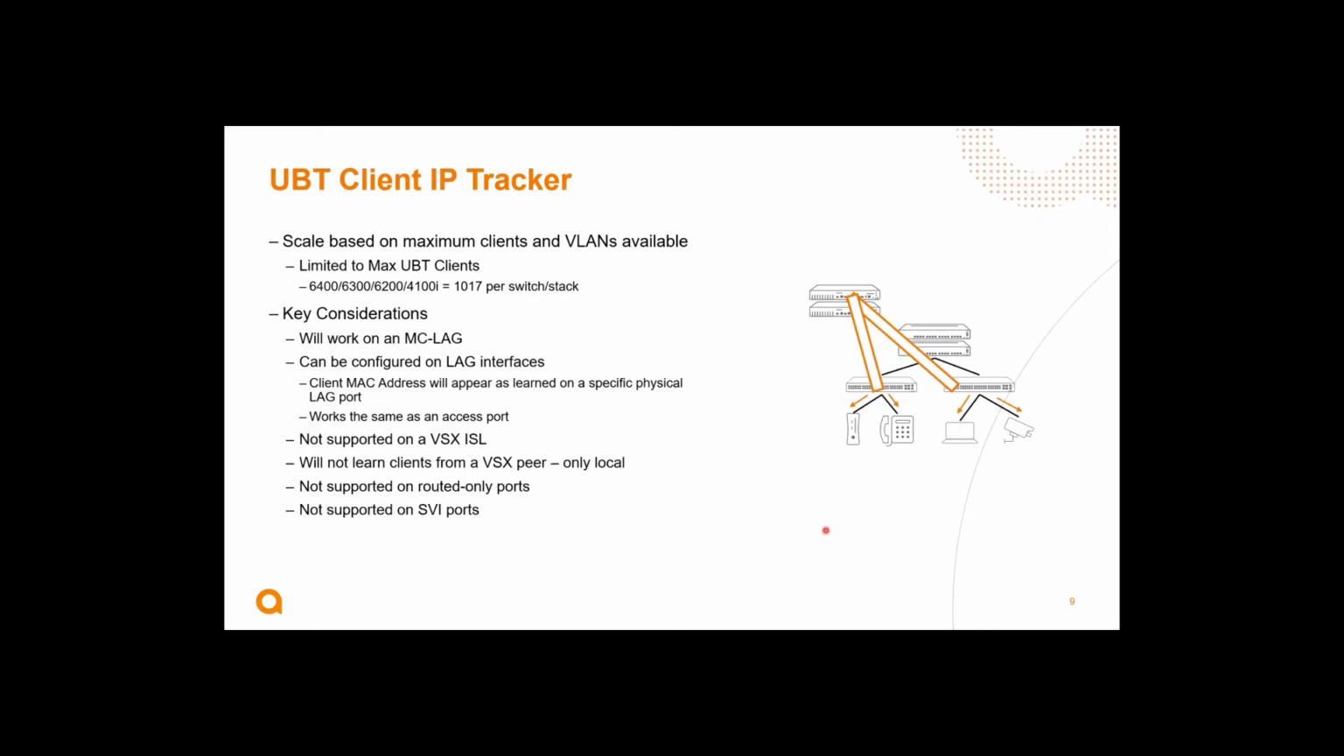It can be configured on LAG interfaces. If you're doing it on a LAG, the client MAC address will appear as learned on a specific physical LAG port, and it works the same as it would with an access port. So it's not supported on a VSX interswitch link, and it won't learn clients from a VSX peer, only local clients to the switch. It's not supported on routed-only ports, and it's not supported on SVI ports, so only those that are L2 on a VLAN.